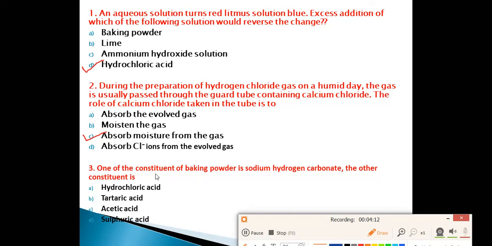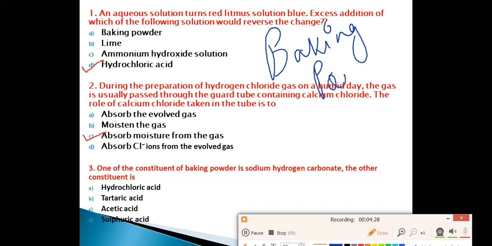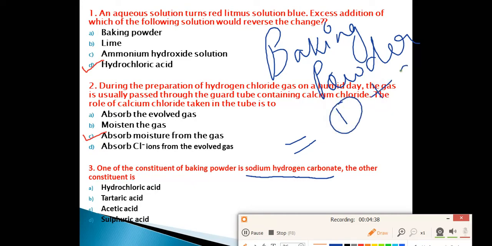Which one is one of the constituents of baking powder? One of the constituents of the baking powder is sodium hydrogen carbonate. The other constituent is, you know that baking powder is made up of two ingredients. The first one is sodium hydrogen carbonate, that is baking soda, right? One of the ingredients is sodium hydrogen carbonate. What is the other ingredient? We are using two ingredients to make baking powder.